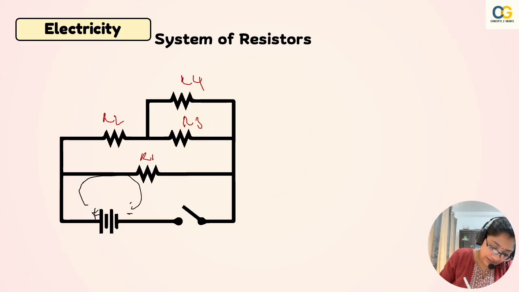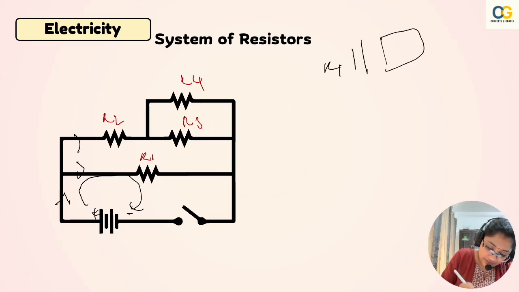So it will go and come back like this. So the current starts here, it divides here. So that says that this R1 is in parallel with this big system. So R1 is in parallel with that big entire system that we have.